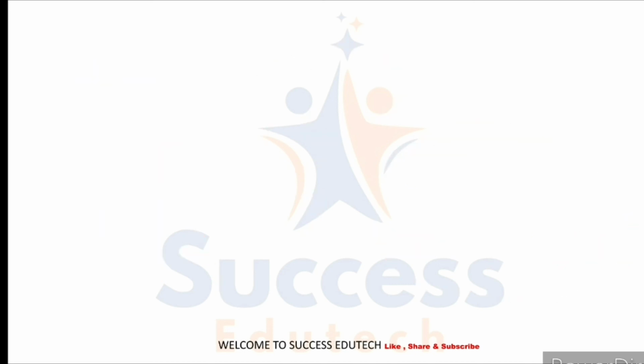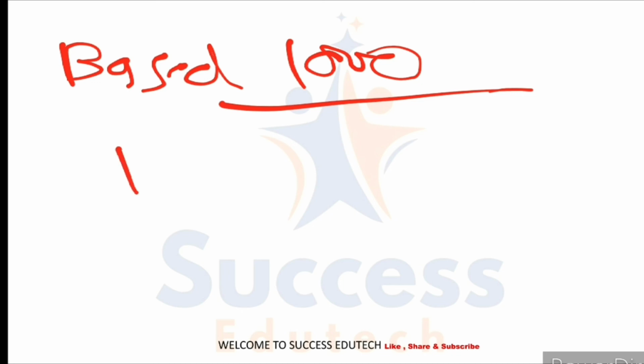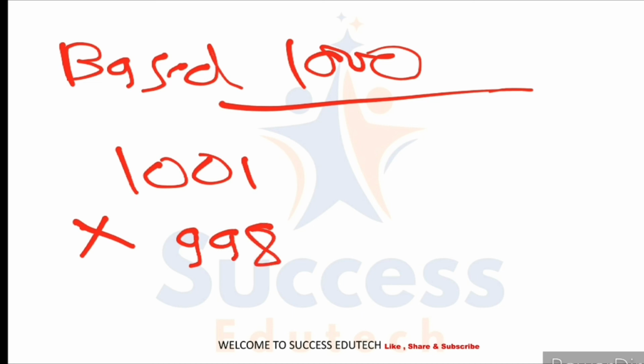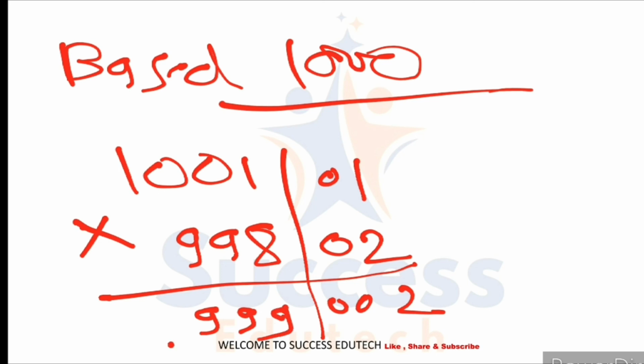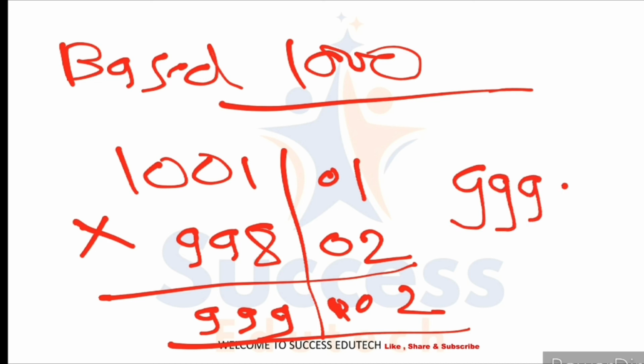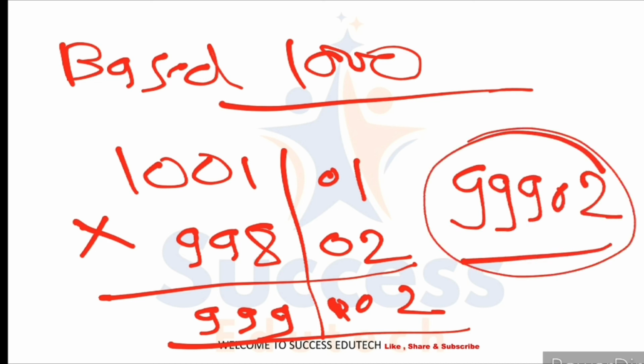Now base 1000. 1101 multiplied by 998. How much is this? 01 and this is 02. So you write 002, and subtract 2, meaning 999. Sorry, I do not need this 0, only 99902. This is your answer of this multiplication.